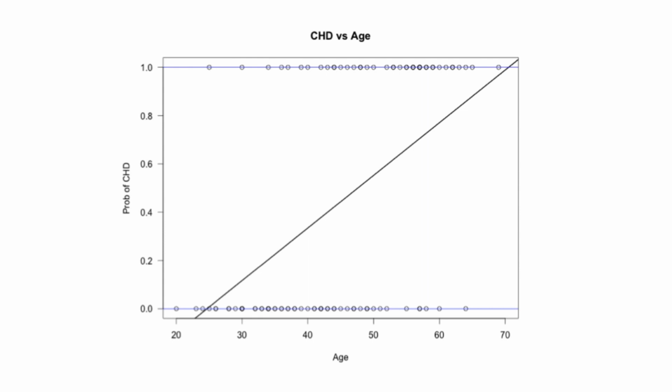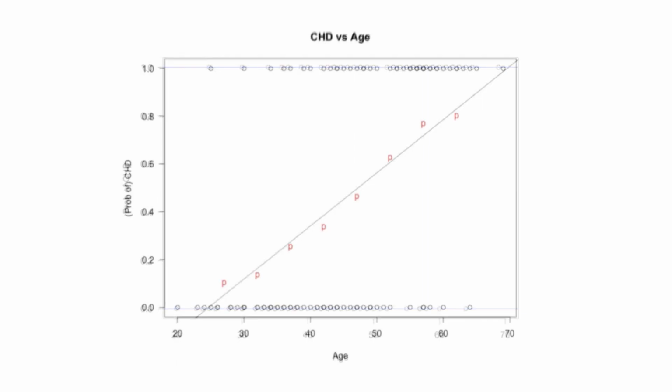The other issue is that the probability of the outcome does not increase linearly with our explanatory variable. Every additional increase in year is associated with a different increase in the probability of CHD, rather than this being constant like when we fit a line with linear regression.